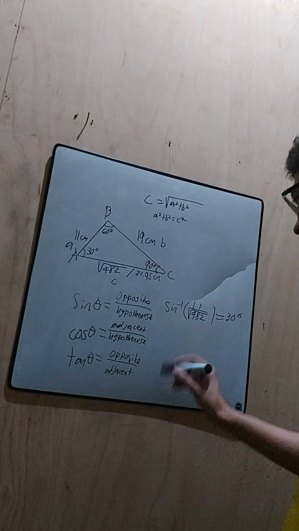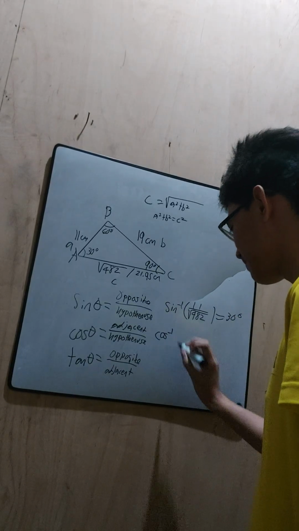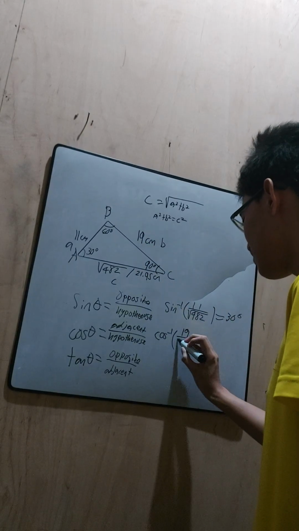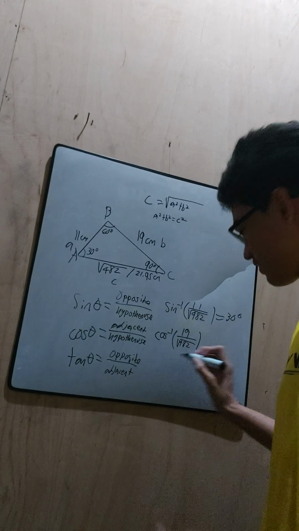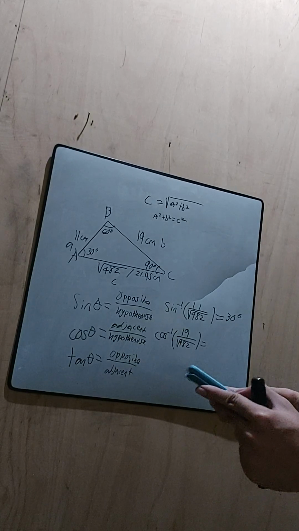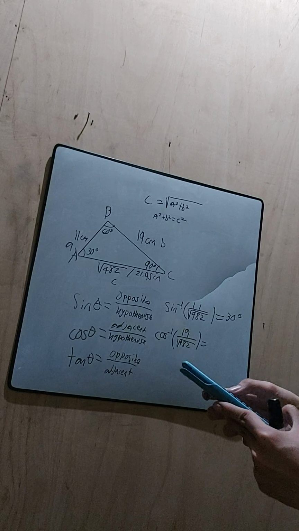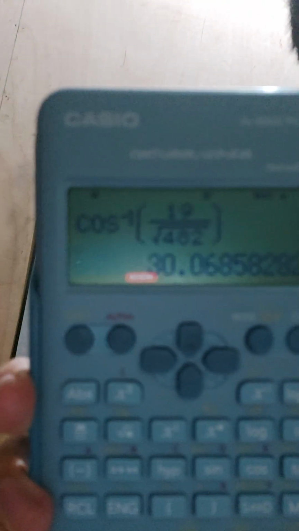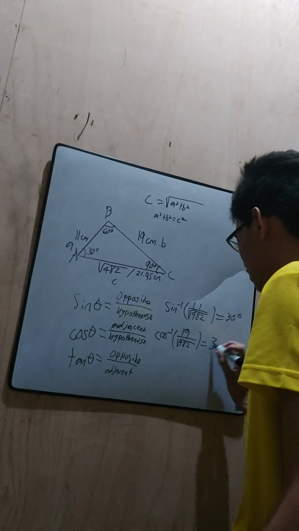Alright, next one. Cosine. Inverse cosine. What's our adjacent? 19. 19 over square root of 482. Now let's check again. 30 degrees. Also 30 degrees.